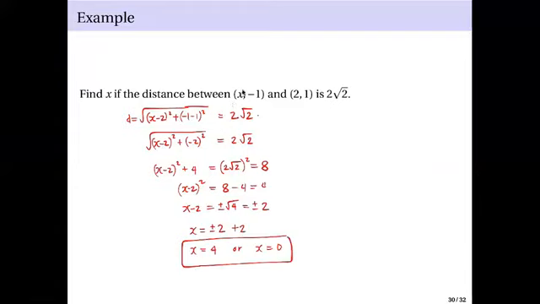So the point (4, negative 1), okay? If you get the distance of (4, negative 1) from (2, 1), you'll get 2 square root of 2. Similarly, if you get the distance from (0, negative 1) from (2, 1), you'll still get 2 square root of 2. Okay?